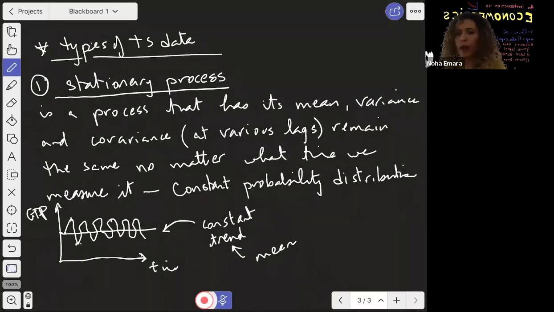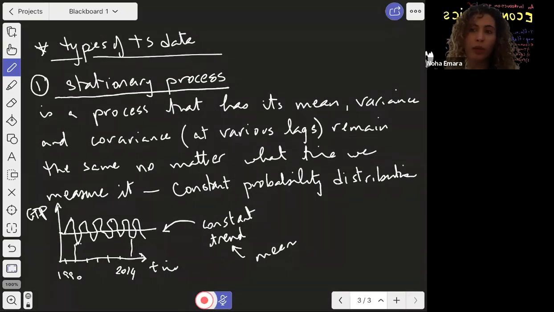So this type of time series is non-problematic. I see what's going on with the GDP over time, let's say from 1990 to 2014, I can see how the GDP is performing. And now suppose I want to predict what's going to happen in 2015. It's easy, because looking at the past behavior of this variable, I can predict what's going to happen in the future. It doesn't seem that this variable moves randomly. It moves with a constant behavior, so I can predict the way it is going to behave in the future.